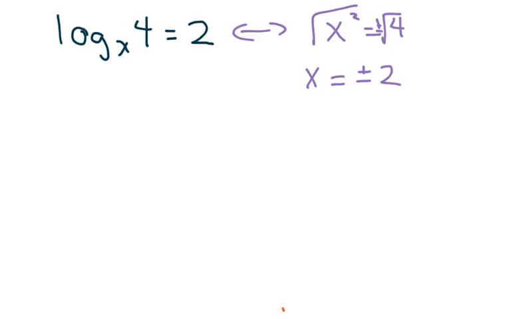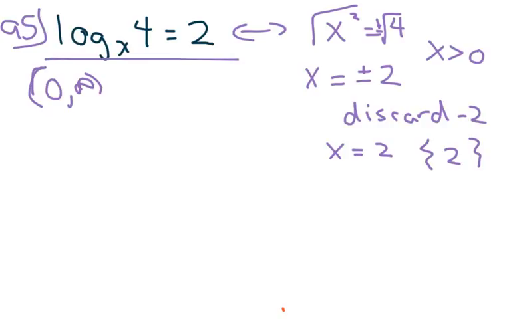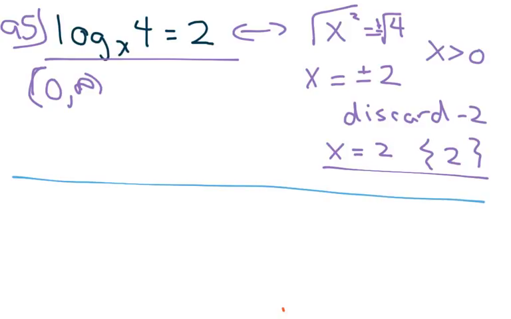Now, we have to discard negative 2, because remember, our domain for logs is from 0 to infinity. So we only can have positive numbers. x has to be positive. So I only have one solution set, which is x is 2, and you can write it like that. And this was 95. You're guaranteed to get this kind on your test, so make sure you get the concept.